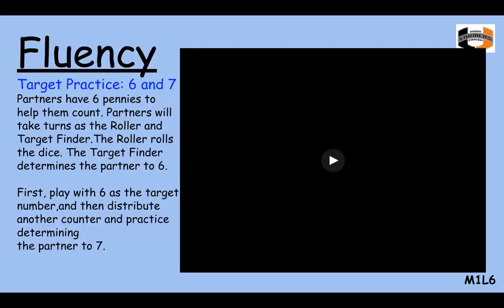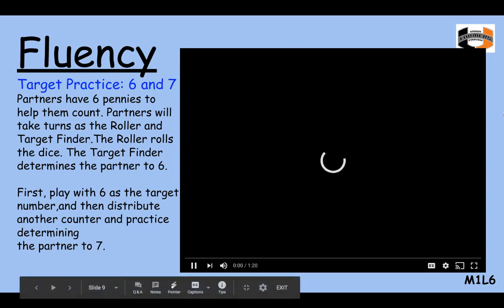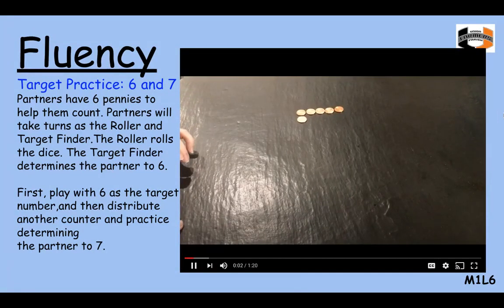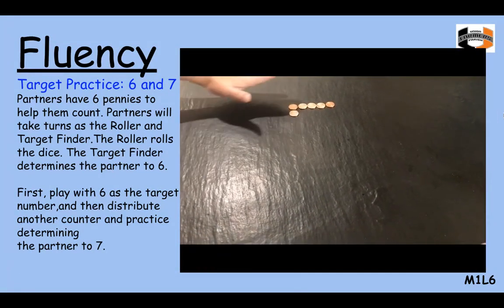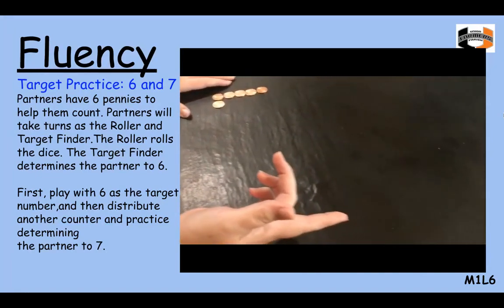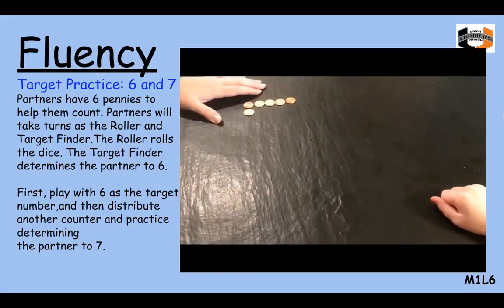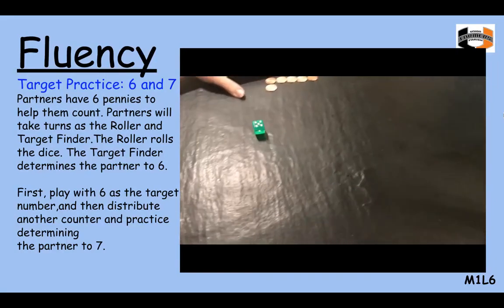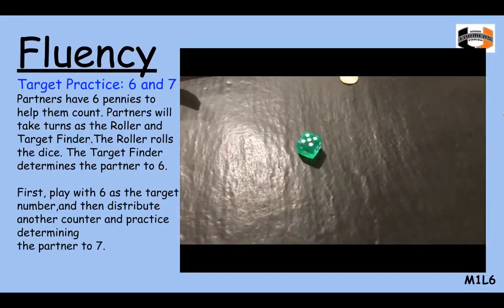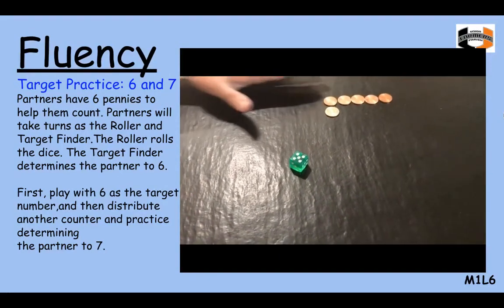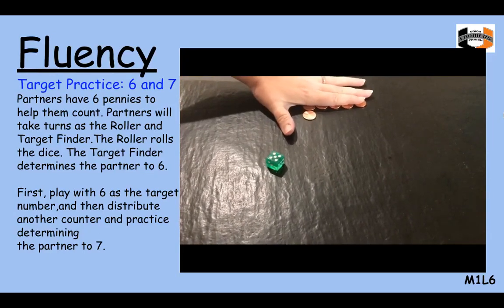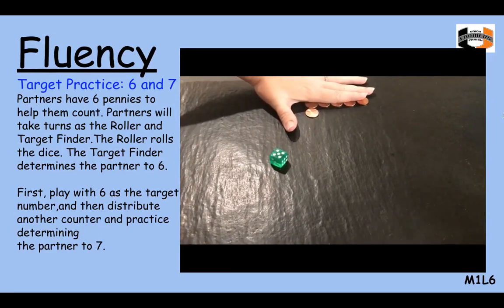Here's our fluency exercise. It is called Target Practice 6 and 7. Here is a demonstration. We've got counters and we've got a die. We're going to take turns being the roller and the target finder. So you go ahead and roll the die. 5. So how many does it take from 5 to get to 6? 1. All right, so 5 and 1 are partners of 6.